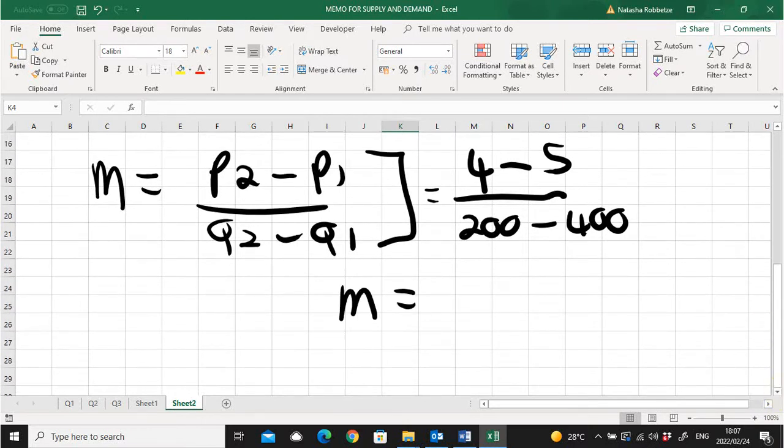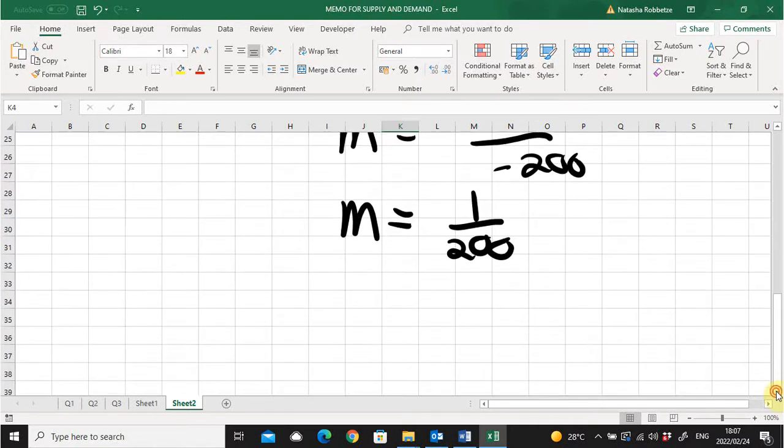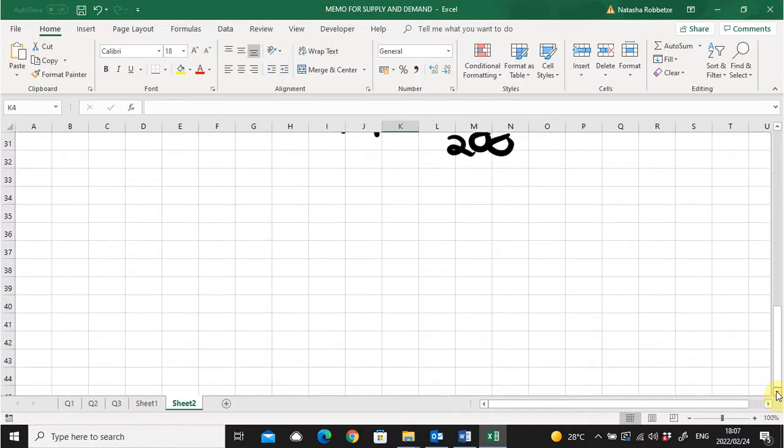That will give us a slope of -1 over -200. And then, of course, a minus divided by a minus will leave you with a positive answer. So the answer to our slope will be 1 over 200. Right, step 1, finito. Now we need to do step number 2.